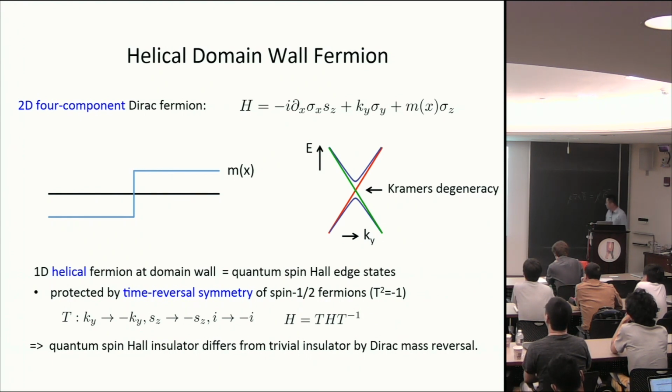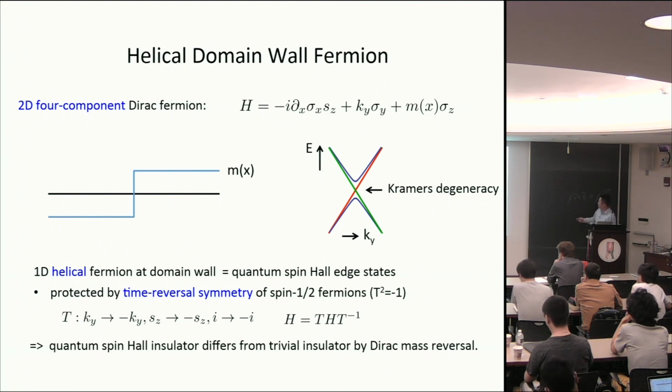Okay. So to summarize, this gives rise to protected edge modes at the boundary of the Kane-Mele insulator, and it differs from a trivial insulator by a Dirac mass reversal. But now we're dealing with the four-component Dirac equation in the presence of time reversal symmetry.